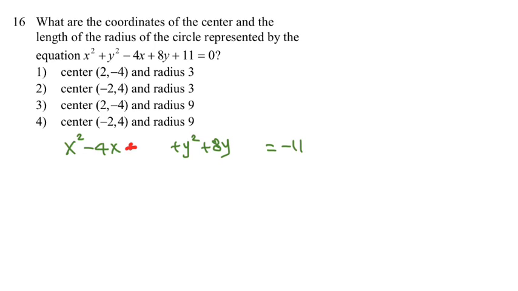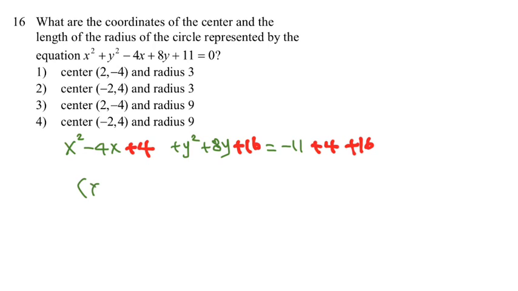So here we get, now what do I need for x squared minus 4x? It will be adding 4, so I have to add 4 to both sides. How about for y? I have to divide by 2 and then square that, right? So divide 8 by 2, we get 4, square that, it becomes 16. That means I need to add 16 to both sides here.